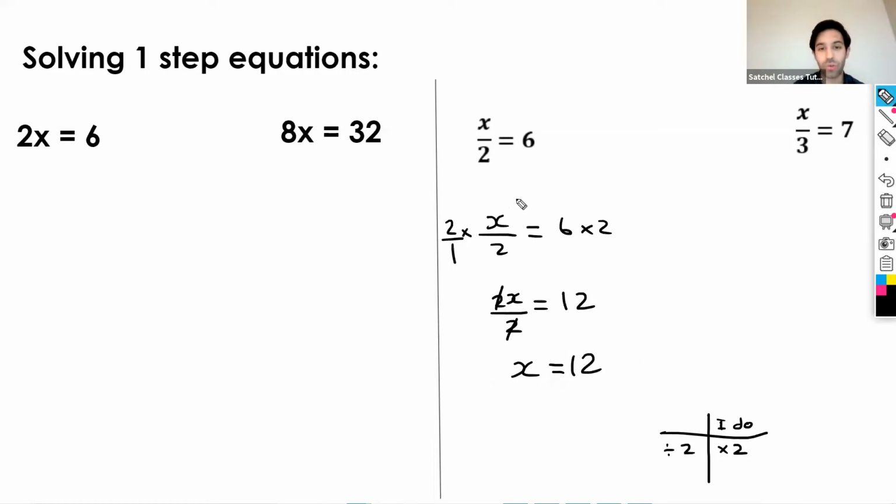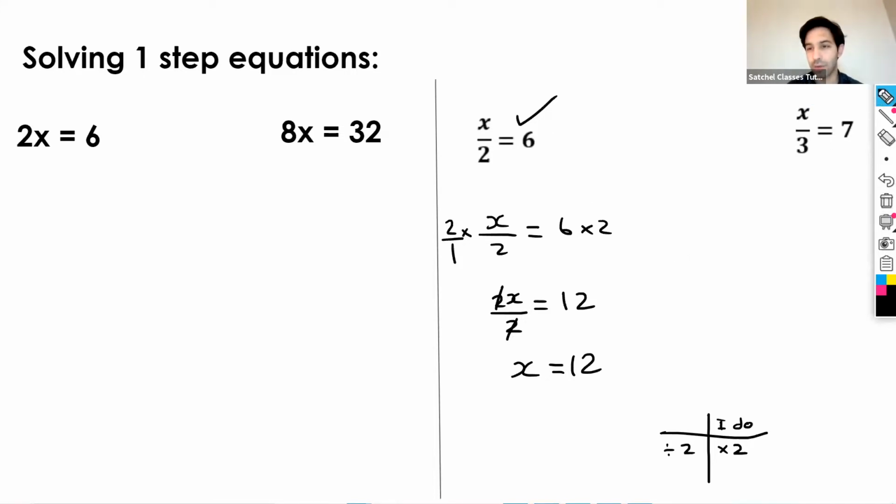And again, that is true because if instead of x we had 12, 12 divided by 2 is 6. So when x is equal to 12, this statement is correct. And again, you don't need to do these steps once you become quite comfortable with what you need to do.